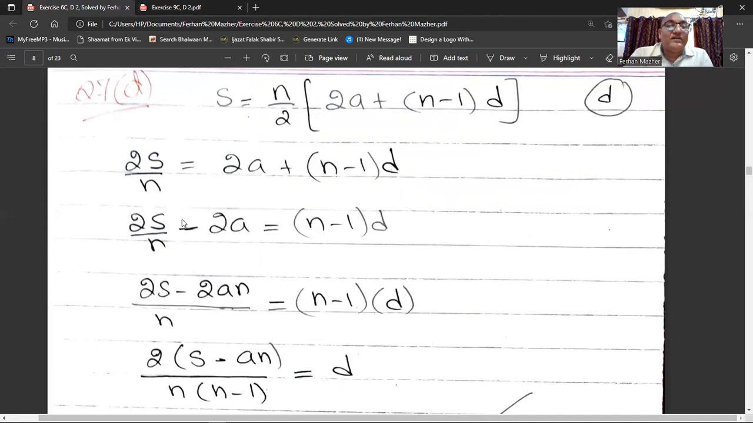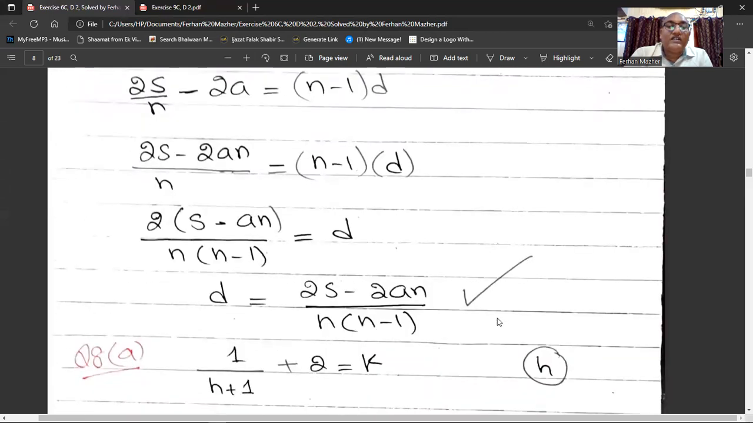Because we want d to be the subject of the formula, first of all, I will take this term to the other side. So you will have 2s divided by n minus 2a equals bracket n minus 1 bracket close into d. So you will have 2s minus 2an, here I have taken the LCM, divided by n equals n minus 1 into d. So this n minus 1 will go to the other side and divide there.